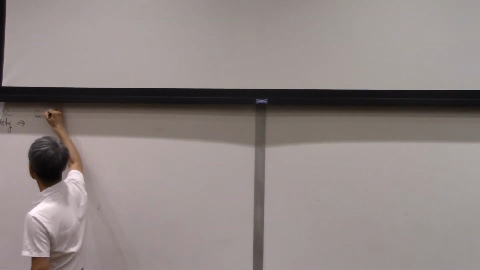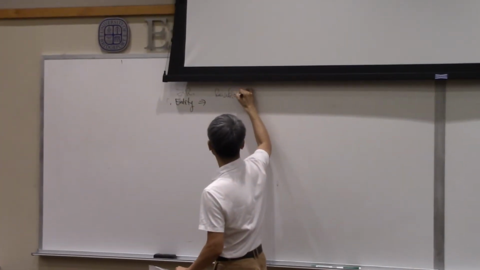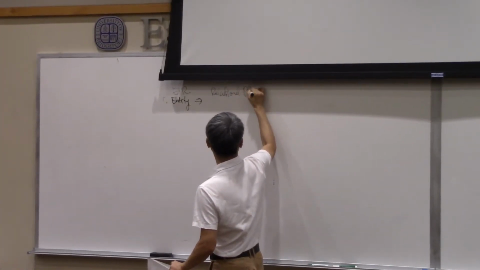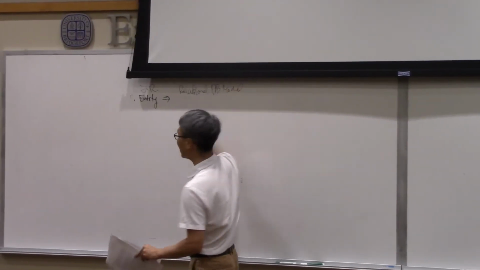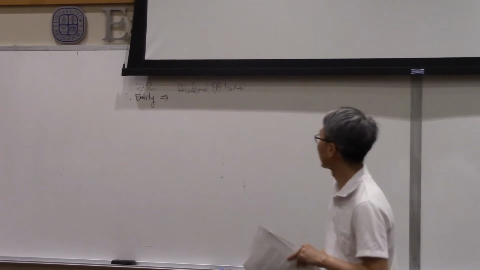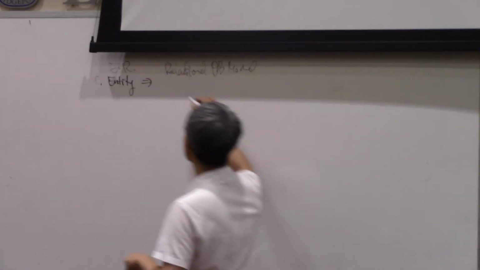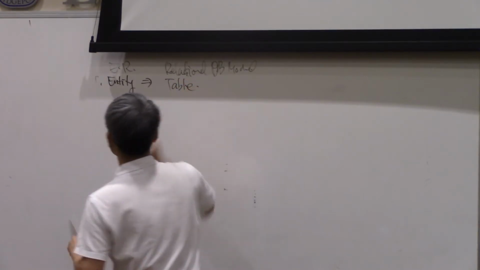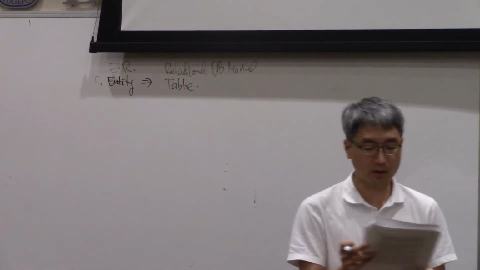For the entity, in this part is the ER, this part is a relational model, database model. What will be entity? Entity will be table. That's simple. So we can convert entity to the table. For example, how many entities do we have except the weak entity?